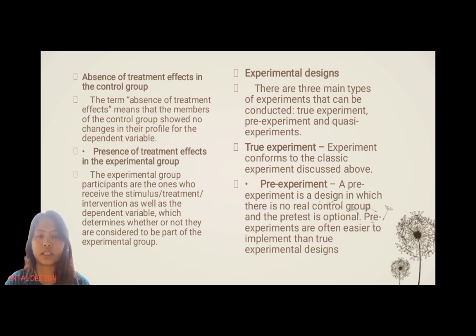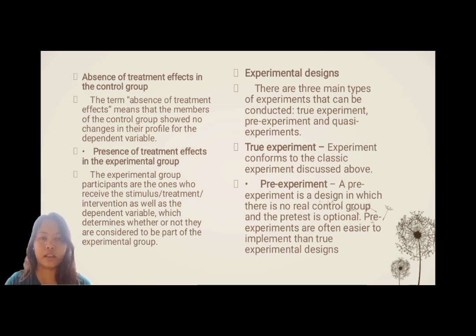Experimental design. There are three main types of experiments that can be conducted: true experiments, pre-experiments, and quasi-experiments. The experiments differ from each other in terms of the way they are designed and consequently the extent to which they can establish causality. True experiment conforms to the classic experiment discussed above. Examples of true experiment design are pre-test, post-test, control group, and post-test only, control group.